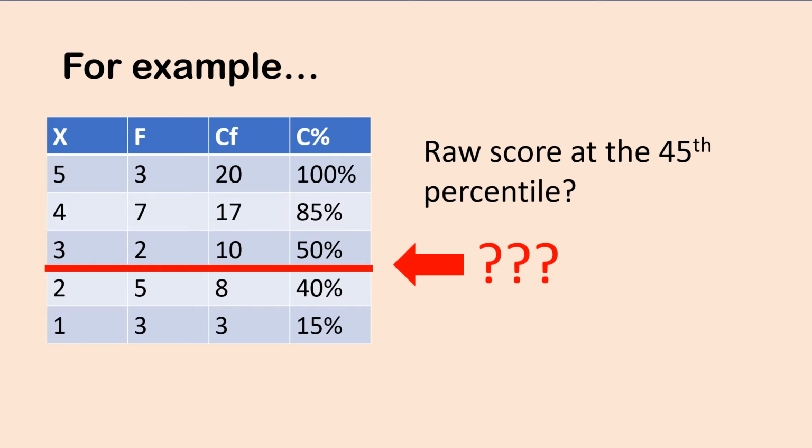So for example, a pretty standard interpolation question would be, what is the raw score at the 45th percentile? And you can see here, when looking at the table, under the cumulative percentages, we actually don't have a 45th percentile. It must be somewhere, obviously, between 40% and 50%. But because we do not have that percentile here, we cannot go across the table to see what the raw score value for that percentile is. But with interpolation, which I'll show momentarily, we can figure that out very quickly.